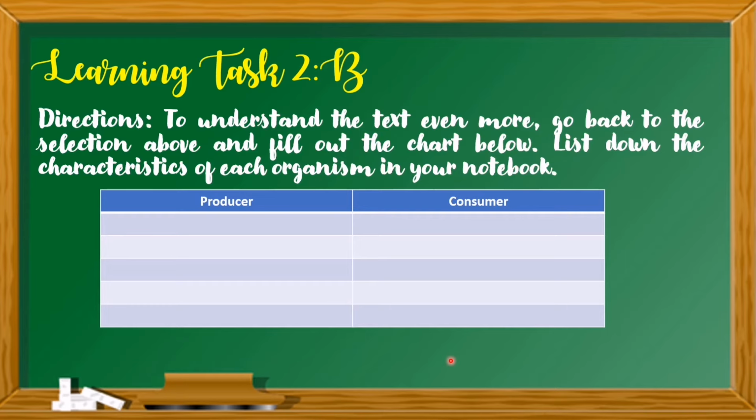To understand the text even more, go back to the selection above and fill out the chart below. List down the characteristics of each organism in your notebook. So we have here the characteristics for the producer and the characteristics for the consumer. So you have to go back to the slides that you have a while ago so that you can answer this part. You can just slide it back.